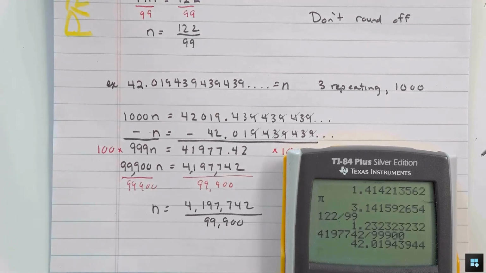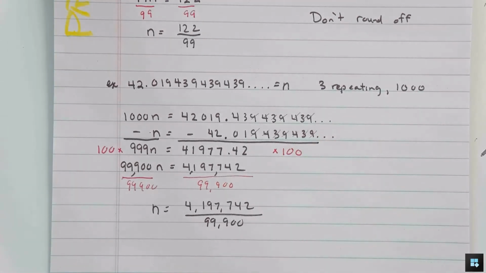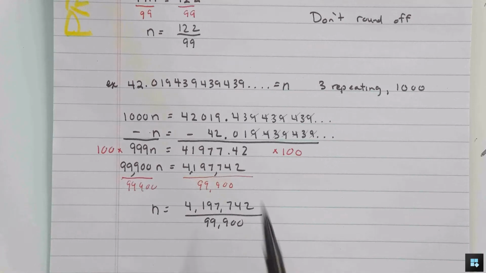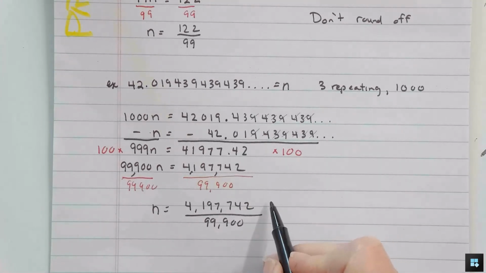So I have the 42.019439, and then I have a 4 because the next digit would have been 439. So because there's a 9 over here, my calculator does not truncate. Instead, it rounds this to a 4. Like, what's the point of doing all of that if we knew from the beginning that that was what n was? So this is n as a decimal. This is n as a fraction.